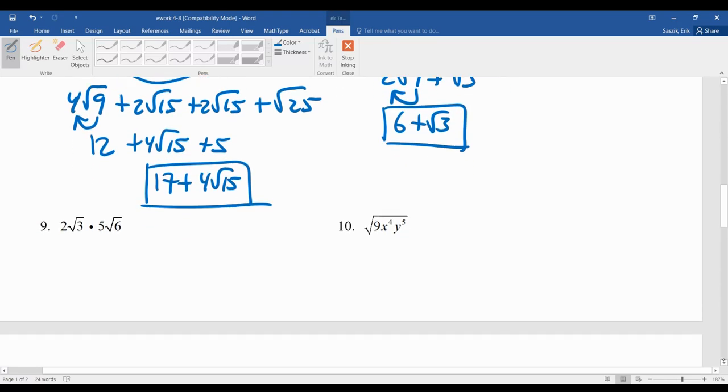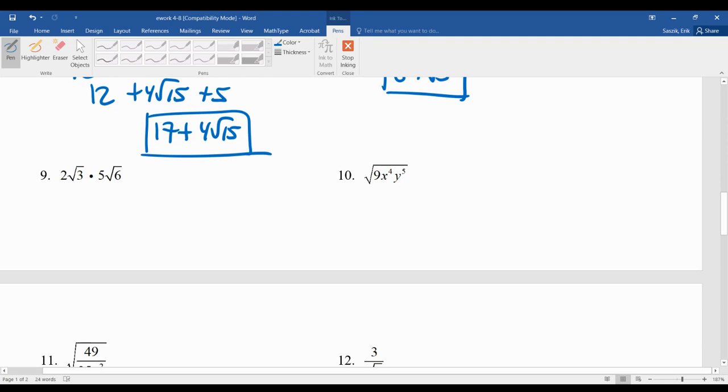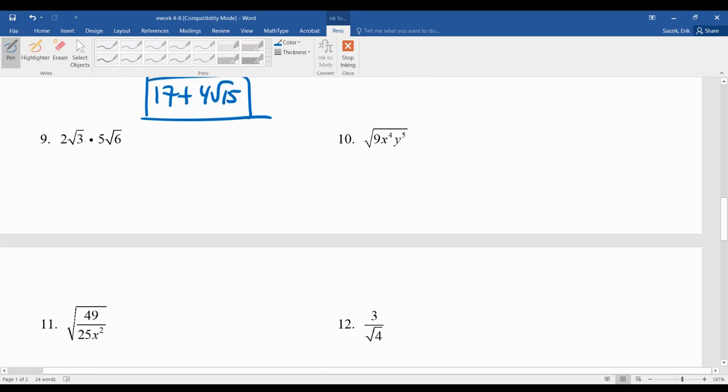Again, pause this at any time. Okay, this is older stuff now. You should be able to do both 9 and 10. You should stop and give this a try right now.